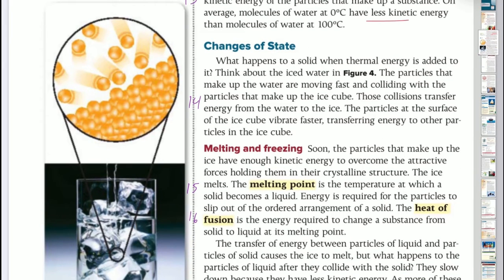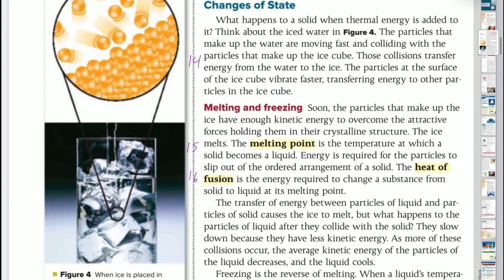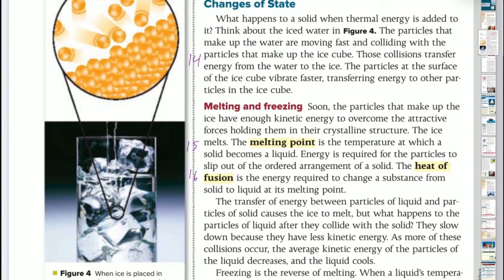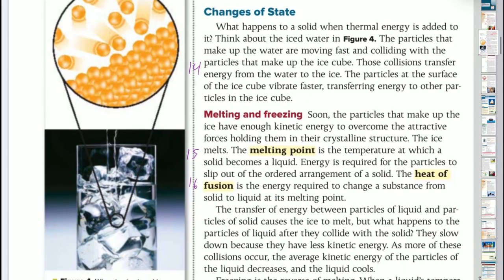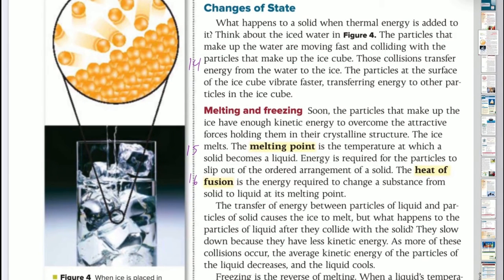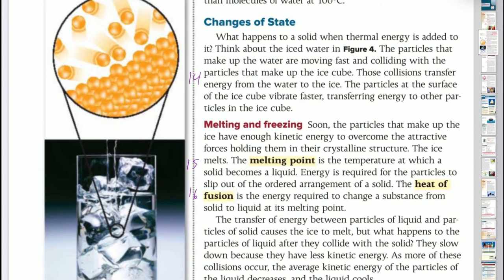So, changes of state. What happens to a solid when thermal energy is added to it? Think about the iced water in Figure 4. The particles that make up the water are moving fast and colliding with the particles that make up the ice cubes. Those collisions transfer energy from the water to the ice. The particles at the surface of the ice cube vibrate faster, transferring energy to other particles in the ice cube. That energy is then transferred into the rest of the ice.